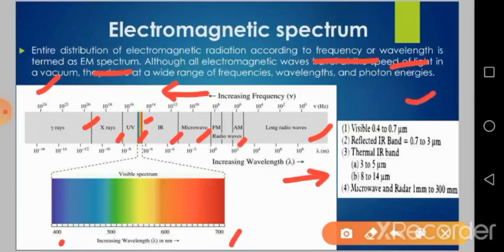The second figure tells you the wavelength ranges of the electromagnetic waves which are useful for remote sensing. First is the visible spectrum, 0.4 to 0.7 micrometer. Reflected infrared band, 0.7 to 3 micrometer. Thermal infrared band, 3 to 5 micrometers, and 8 to 40 micrometers. Similarly microwave and radar waves, 1 mm to 300 mm. So these are useful for our remote sensing.